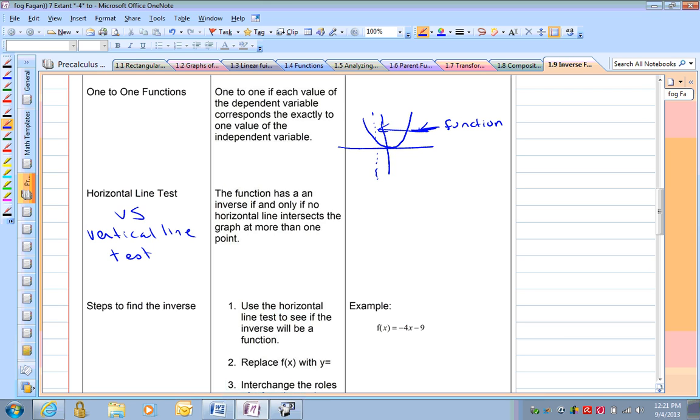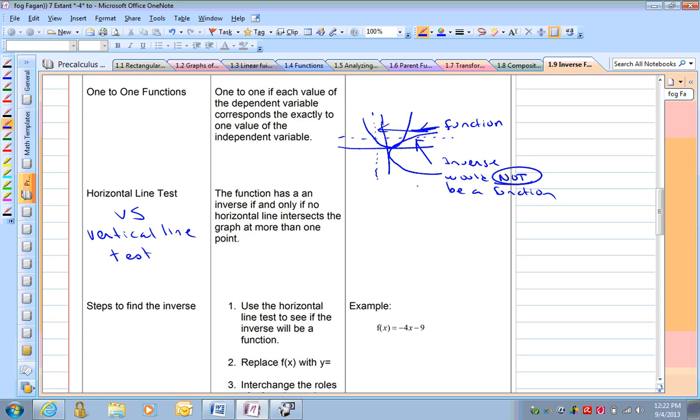Now, what if I draw a horizontal line across my graph? When I draw that horizontal line, notice it crosses in two places. That means that my inverse would not be a function. Let's talk about what that looks like. My inverse for this quadratic is going to look something like this. And the inverse, if you're trying to determine if it's a function, would not pass the vertical line test either. So the horizontal line test sort of becomes the vertical line test of your inverse function.